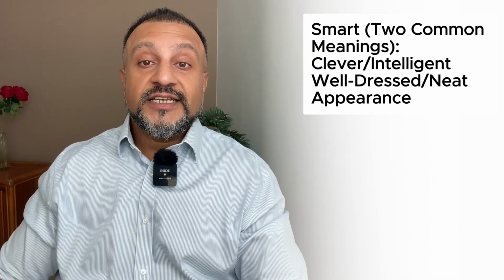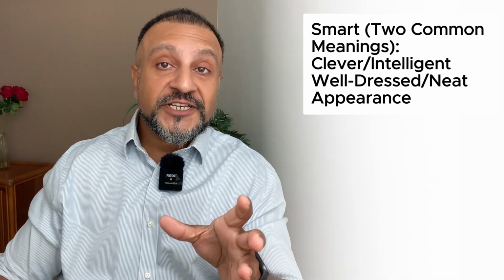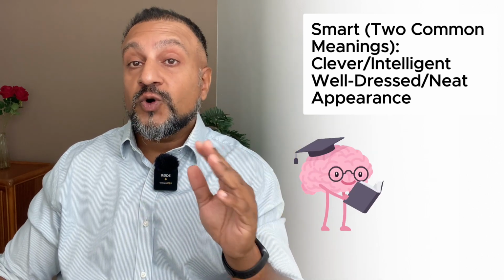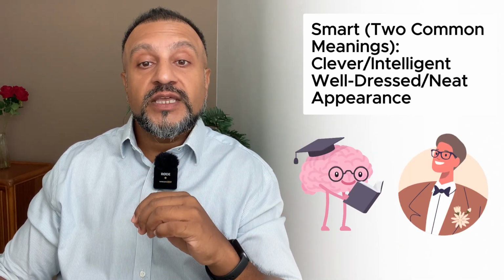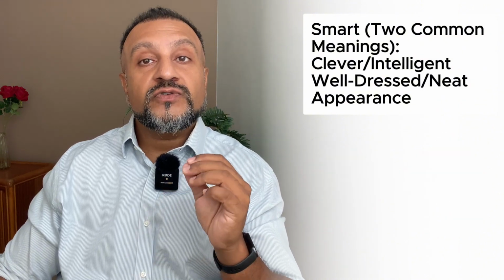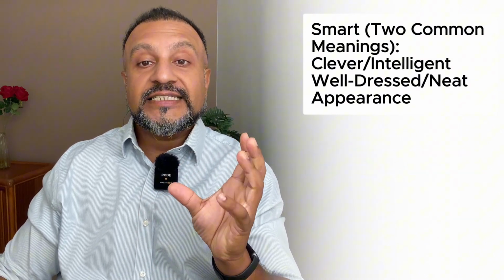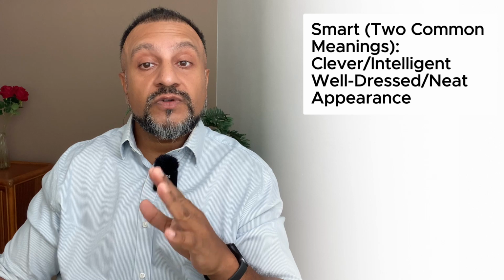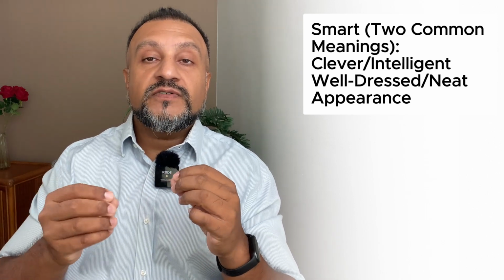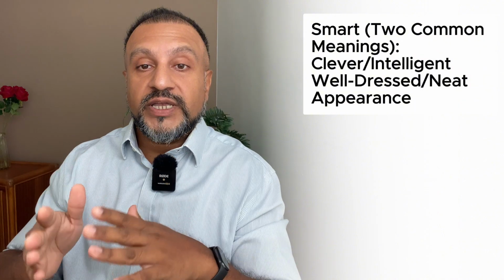The next word is smart. Now, this is an interesting word because there can be two meanings. It could mean clever or well-dressed. Now, when describing a person or an action, smart refers to being quick-witted, intelligent, or able to solve problems effectively. For example, he is smart enough to solve the puzzle quickly.